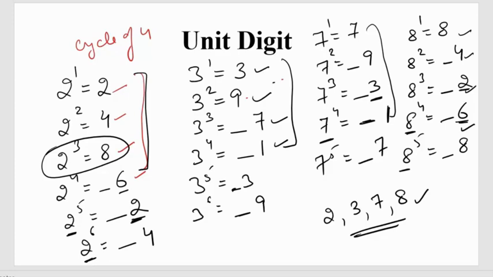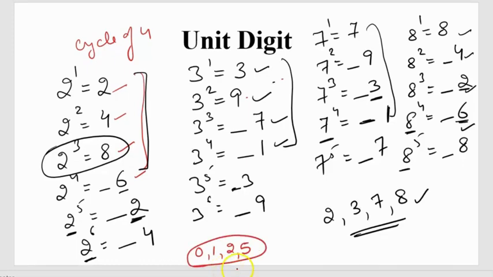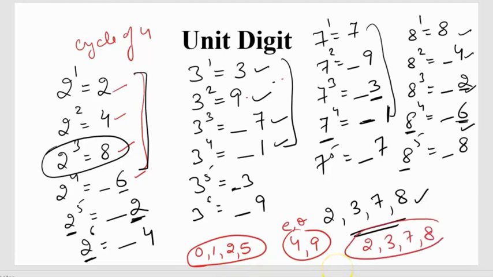So let's recall it. That is for 0, 1, 6 and 5, that will remain same. For 4 and 9, we will check the even and odd powers. And for 2, 3, 7 and 8, we will check the cycle of 4. Means we will divide the power by 4 and replace the power by the remainder. I hope it is clear.